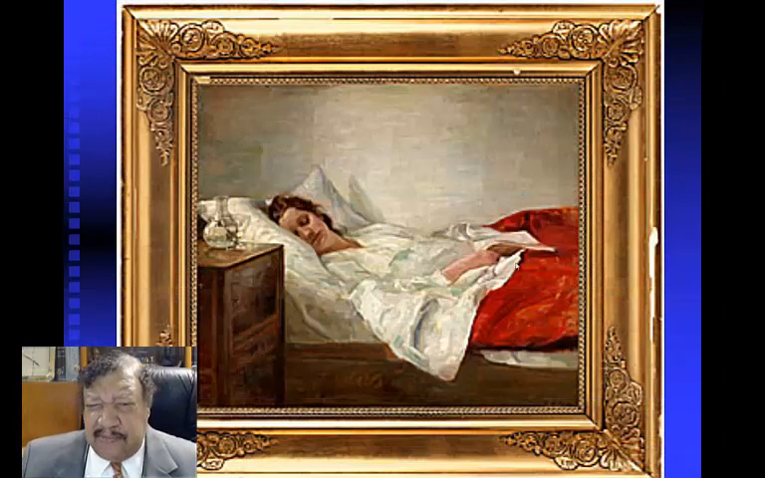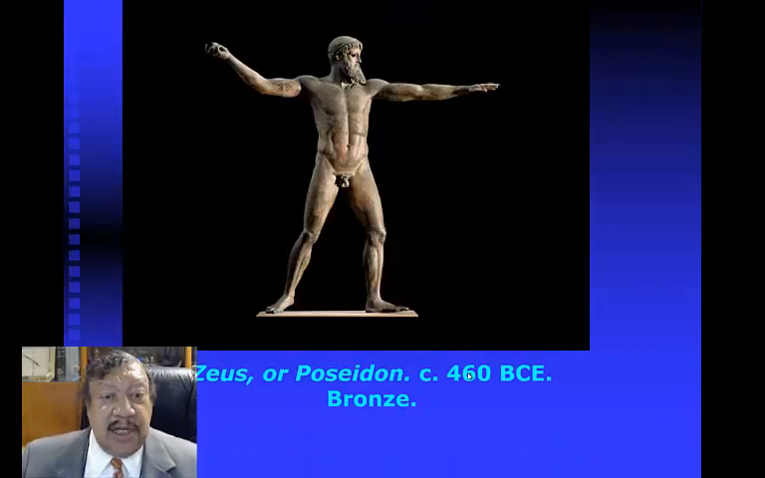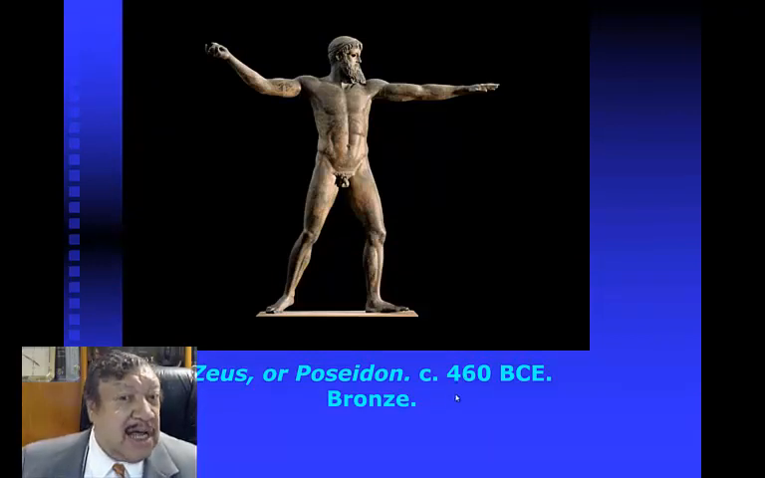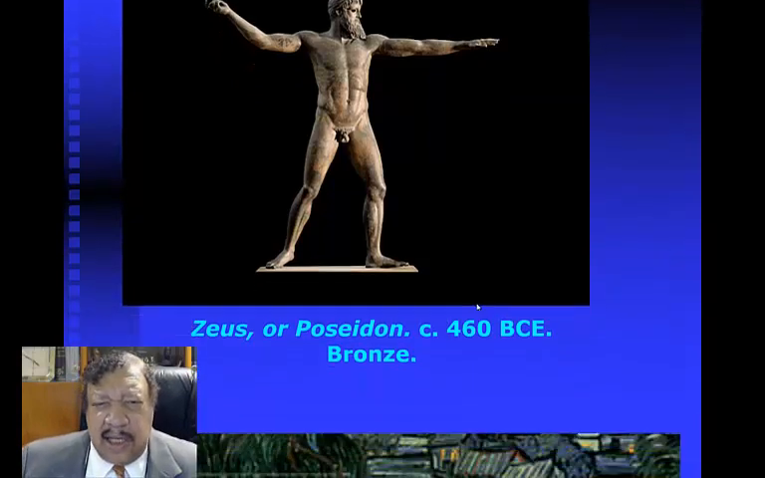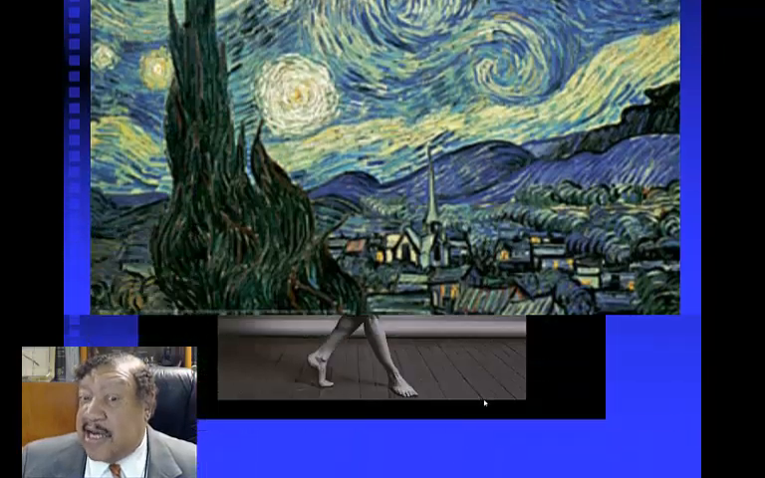And so we have diagonal lines in this work, and we have a sense of peace because the horizontal line is used so much. But in this Poseidon, this bronze that's in our textbook, we see how the lines on this piece of sculpture, this Herculean look, are created. We look at the sky of the Starry Night again.